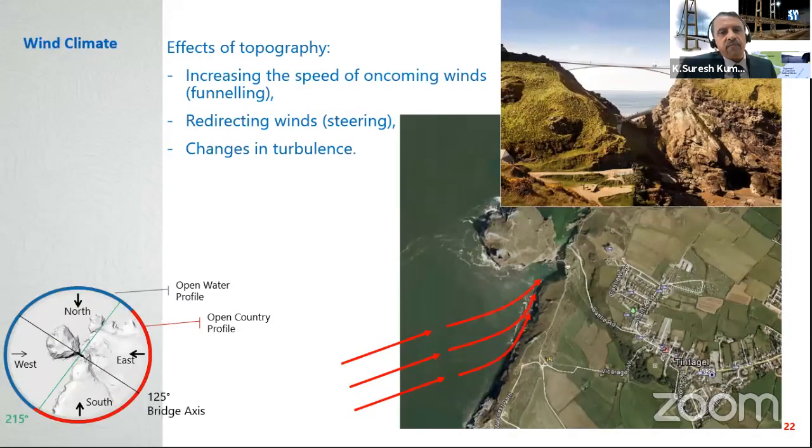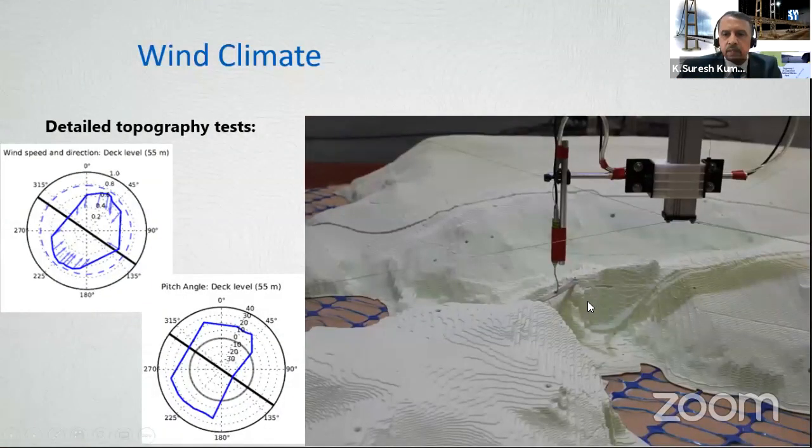I'm showing you topographical effects too. Sometimes the topography is quite complicated. Here you can see Tintagel pedestrian bridge, about 75 meter span in England. It is between two hilly regions, and the wind can really push through this gap. The speed here is not going to be similar to normal plain topography. So we need to do special studies with regard to the funneling effect, any steering effect, et cetera. We did such studies for this particular bridge. You can see the model. This is a 1:500 topographical model.